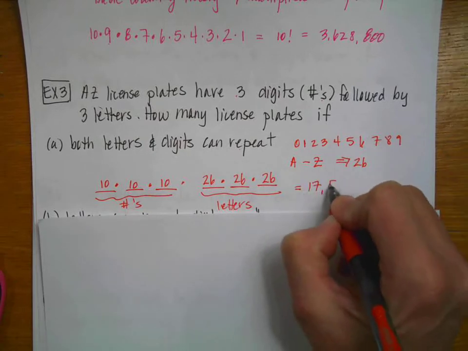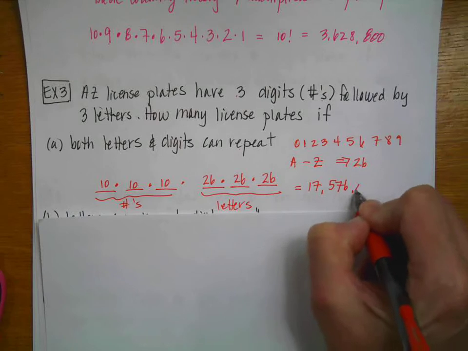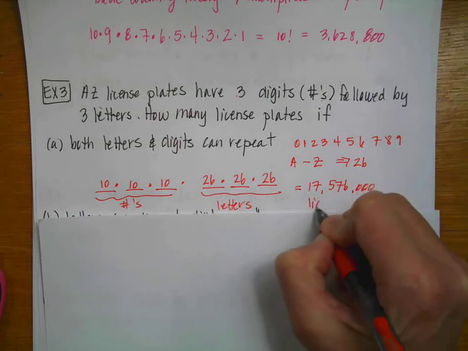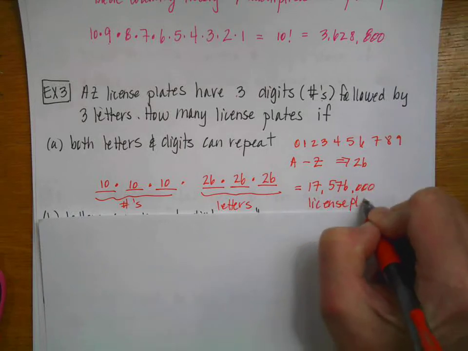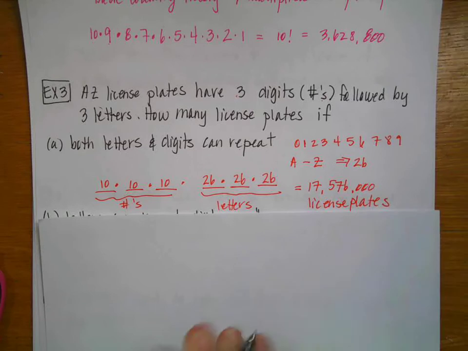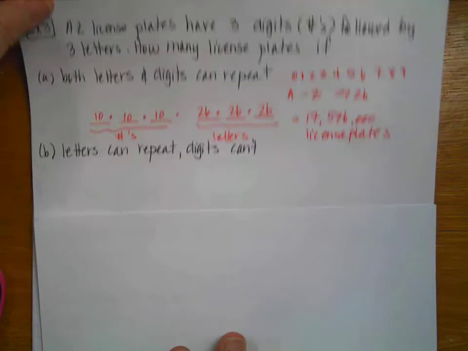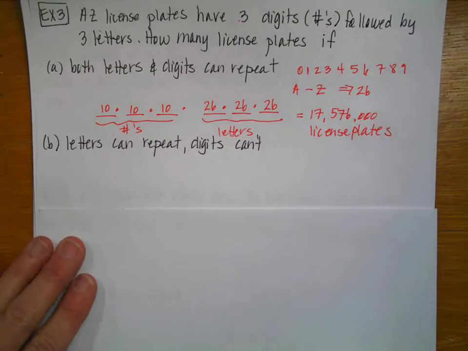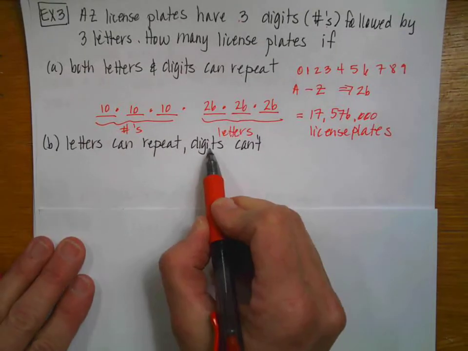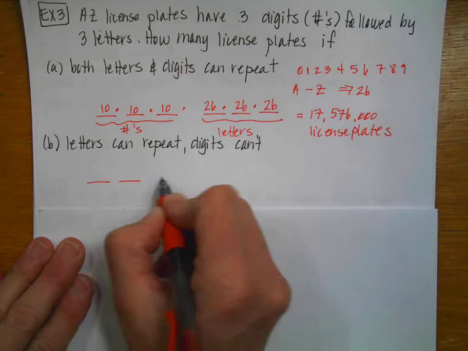And if you do that, you're going to get 17,576,000, and these are going to be how many license plates we could have. That's a lot of license plates. But then you have to consider how many people do we have in the state of Arizona. So the next part of this example, for B, it says the letters can repeat, but the digits can't.